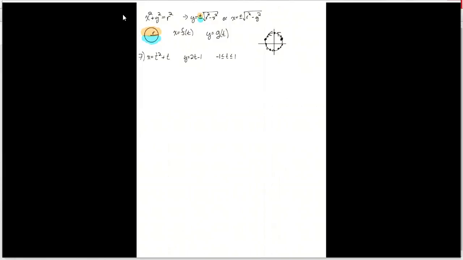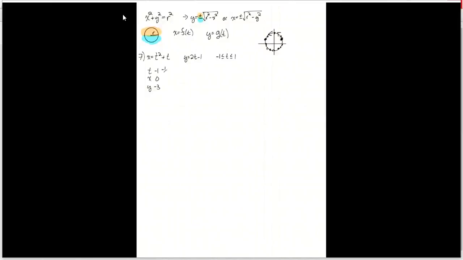One way of doing this is to build a little chart, plug in values of t and see what happens. So let's go ahead and do that. We've got t, x, and y. Let's plug in our endpoint, -1, the first point that we have. If we plug -1 into our x equation, we get 1 minus 1, so we get a 0 there. And for the y term, we get a -3.